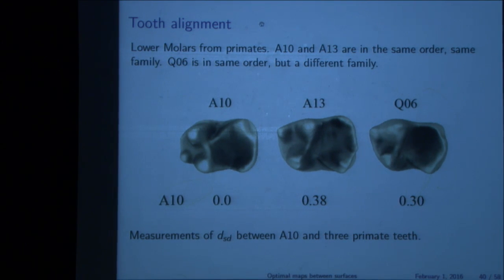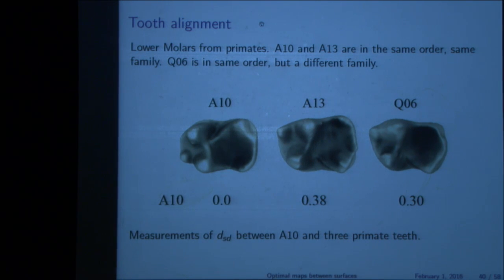So that worked out quite well. But initially, we had some problems with some of these. For example, in this example, A10 and A13 come from the same family, and these are molar teeth. This molar comes from a different family, Q06. So the A's indicate one family, and the Q's indicate a different family in this database. And we got that the distance from A10 to A13 was 0.38, which was bigger than the distance from A10 to Q06. So that was not what we expected.